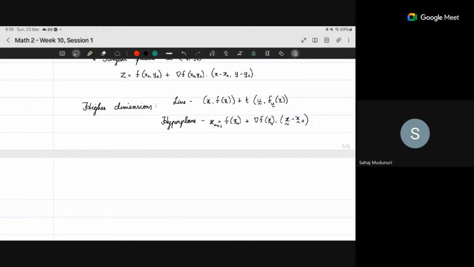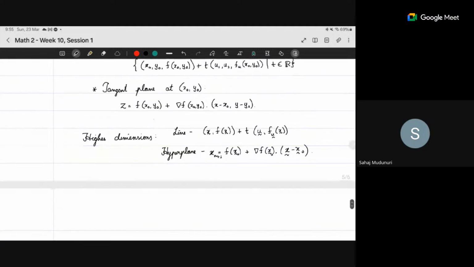Okay, sir. So suppose here, what is n again? So this is higher dimensions. F is from Rn to R. But, sir, x will only be x1, x2, x3, up to xn. How will we get xn plus 1? The hyperplane lies in n plus 1 space. Oh, okay, sir. So z, for example, in R2.